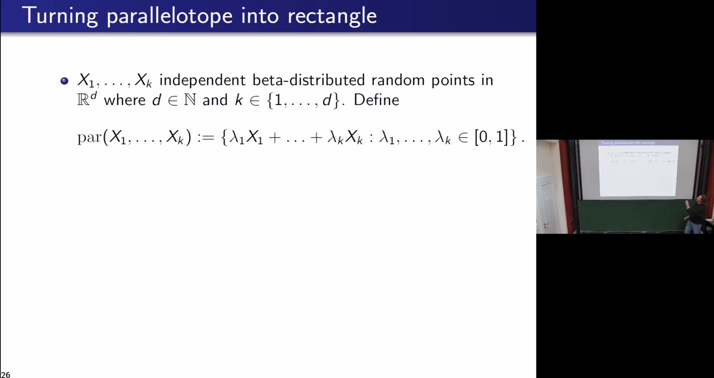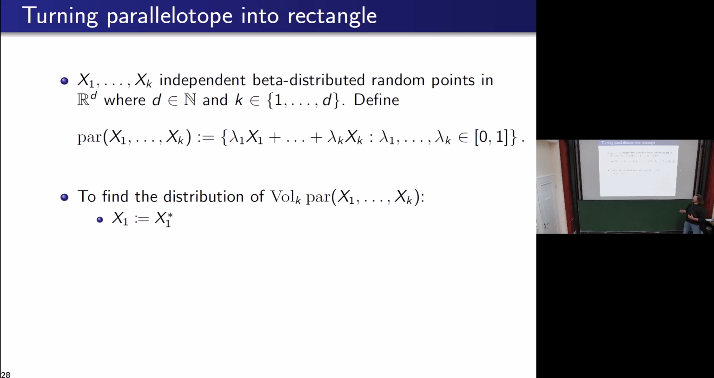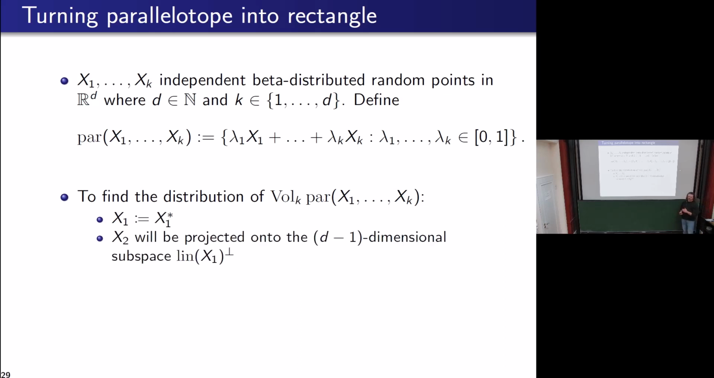Okay, so we want to turn a parallelotope into a rectangle. So we start with k points that are independent and beta distributed, and we define the parallelotope to be the Minkowski sum of the segments. And then, to find the distribution of this volume of the parallelotope, we're going to do some kind of Gram-Schmidt orthogonalization. So we're going to leave the first point as it is, and the second point will then be projected into the d-1 dimensional subspace that is orthogonal to the linear space created by the first vector.